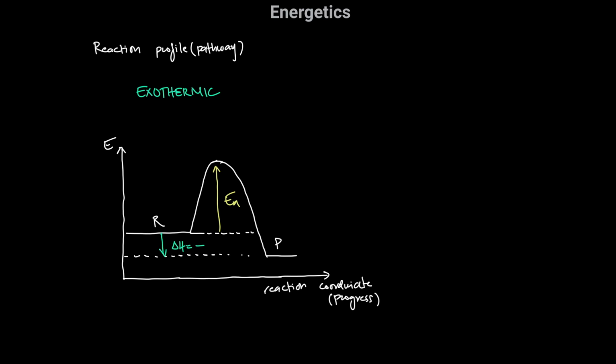The products are at a lower potential energy than the reactants. The system is losing heat, or the potential energy is being converted into heat energy, so the potential energy of the system is decreasing. The products are more stable, and because potential energy is being converted to heat, energy is being lost in the form of heat, so the enthalpy change is negative.